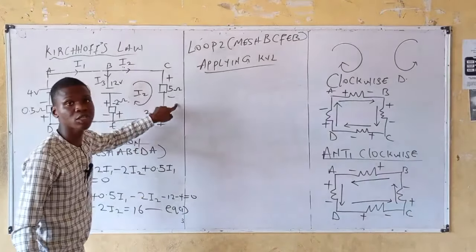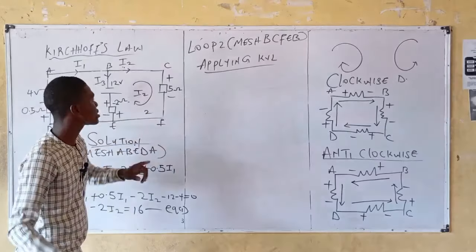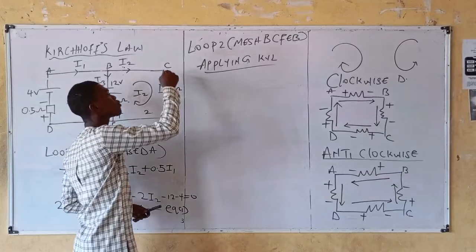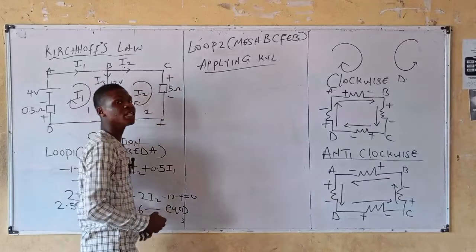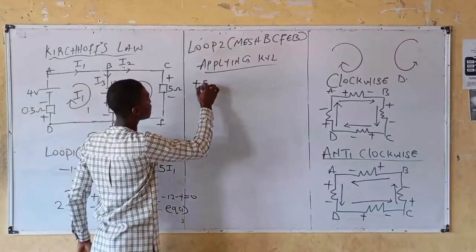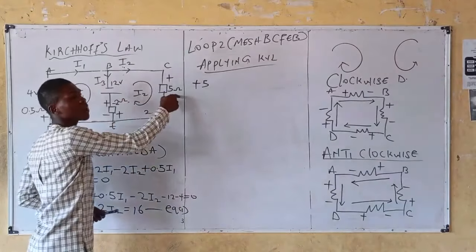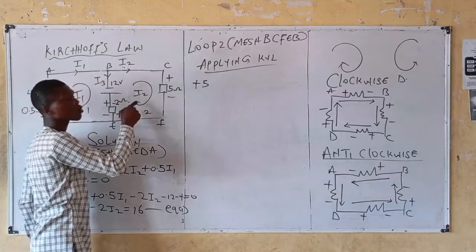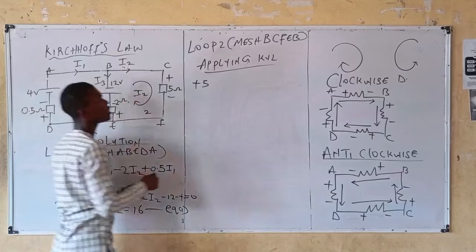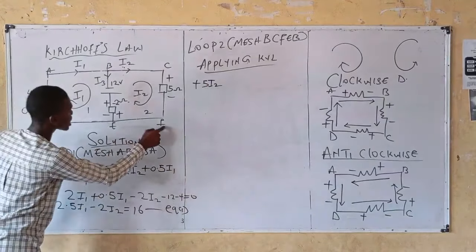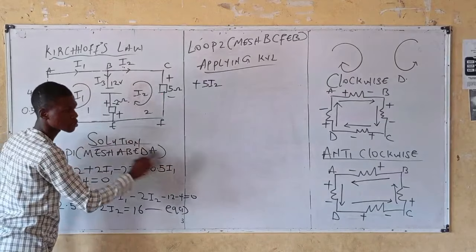How do you convert your resistor to your voltage? First thing first, what's the polarity of this resistor? It is moving from positive to negative, meaning there is a voltage gain. Positive 5. What is the current of this 5 ohm resistor? This 5 ohm resistor is present in loop 2. And what is the current of loop 2? I2, meaning positive 5 I2. Right? For branch FE, no circuit element.